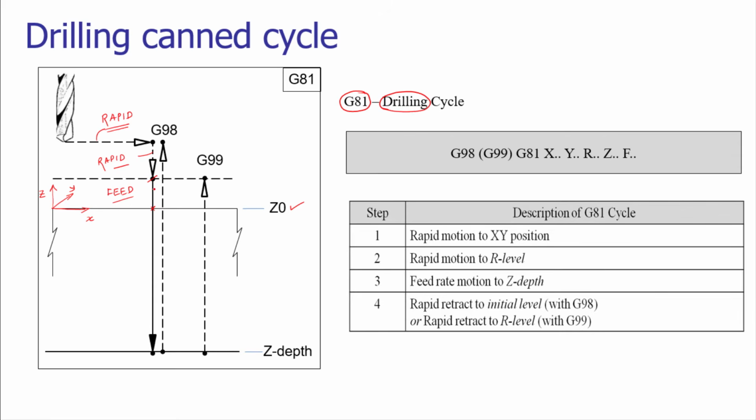So suddenly we cannot come and do the work operation in a rapid mode. We have to come to the R level. This is the R level, the reference level, and this is the initial level. So from the initial level to the reference level, we are coming in a rapid mode, and from the reference level, we are asking the tool to carry out the operation in the given feed mode. So this is Z00 and this is Z01.